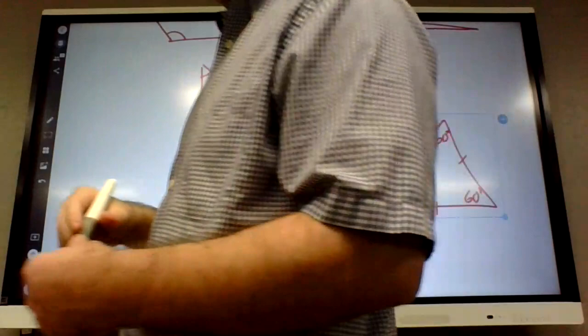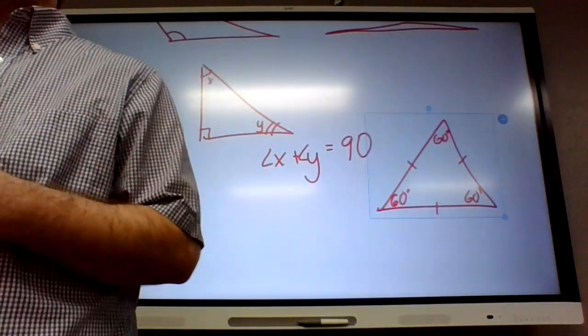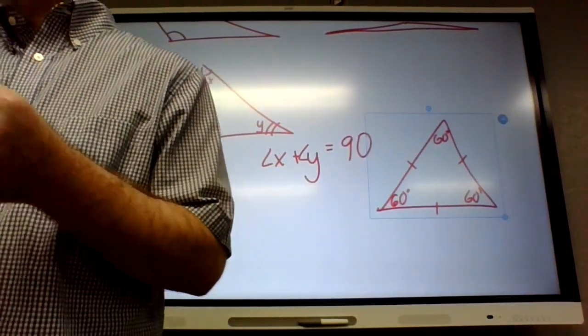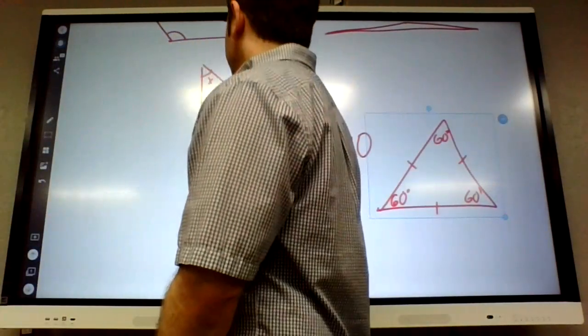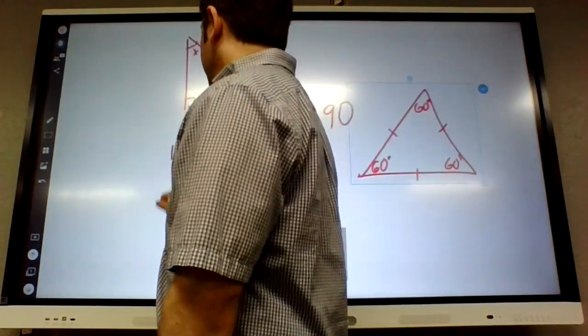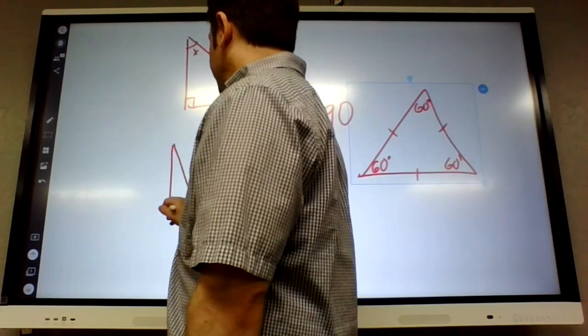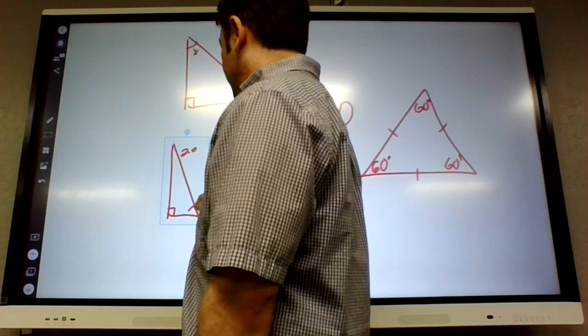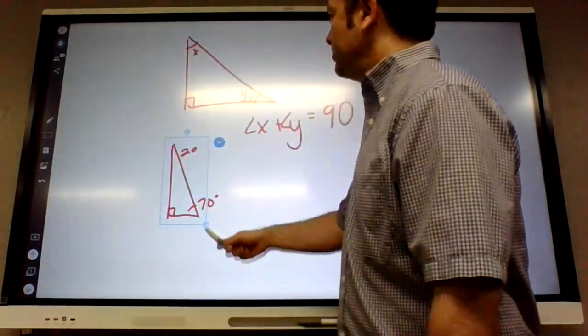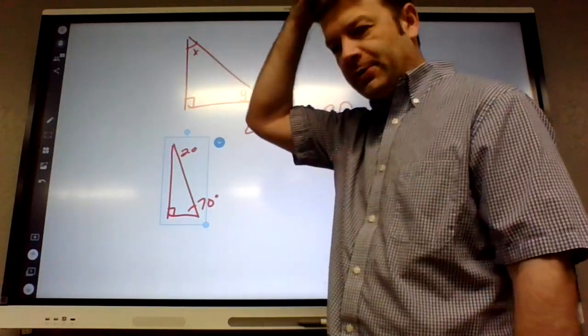Wouldn't X and Y on the right triangle have to be 45? No, they don't. Okay, here's an example. That looks like it's maybe 20, which means this would have to be 70. That might be like 50 and 40 or something.